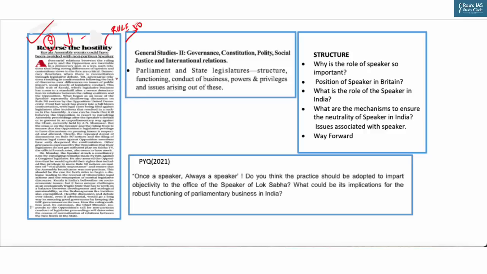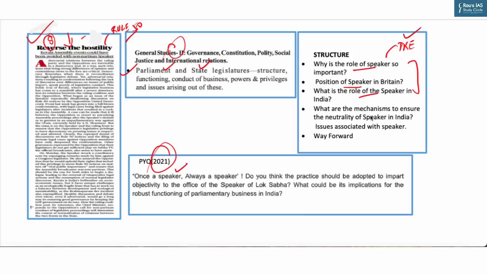Now, this article talks about the Speaker, which is a key component of Parliament and state legislatures, an important theme under GS paper 2. Also, this theme is important because UPSC has already asked a question based on the Speaker in the year 2021. So, in this discussion, we will talk about the role of Speaker. Then we'll see the position of Speaker in Britain and the role of Speaker in India. These aspects are important for your pre-examination.